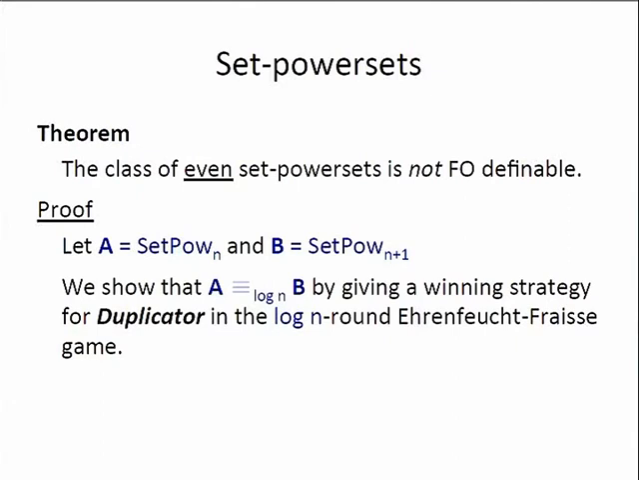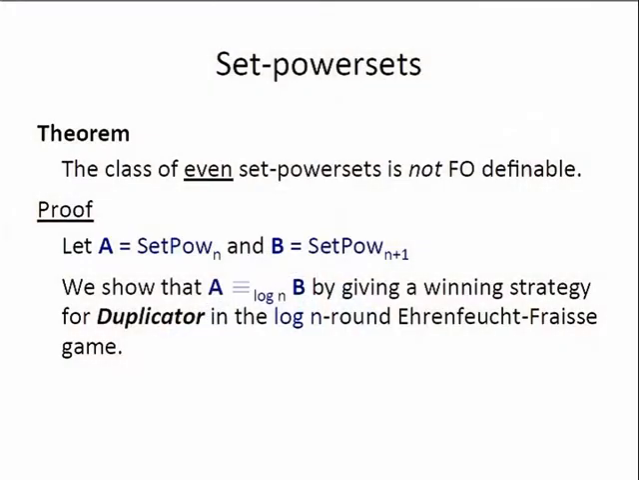Okay, so now the theorem I want to show you using Ehrenfeucht-Fraïssé games is that the class of even set power sets, however, is not first order definable. So we can't define the class of set power sets with an even number of atoms. The way I'm going to show this is by considering again a pair of structures, A and B, where A is SetPow_n and B is SetPow_{n+1}. So one of those is even and one of them is odd. But I'm going to show that duplicator has a winning strategy in the log n round Ehrenfeucht-Fraïssé game.